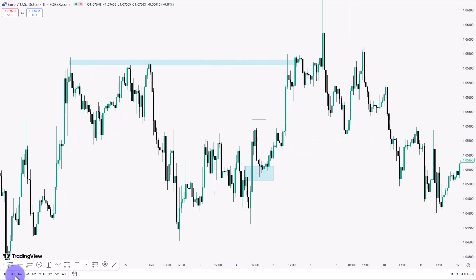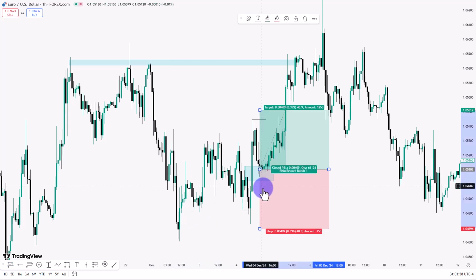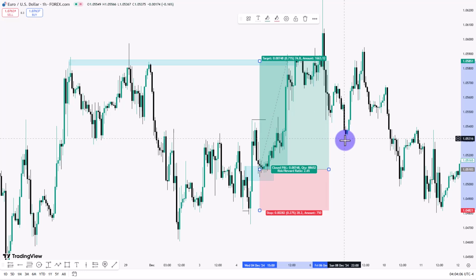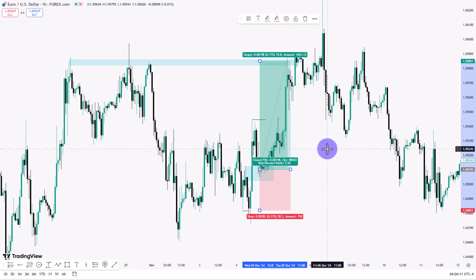So if you took a buy right here using this strategy, and you have your stop loss just below or at the low of the breaker, you are going to see that price delivered an average of 1:3, which is a very good risk reward ratio using this concept, and this is just a 1 hour time frame.